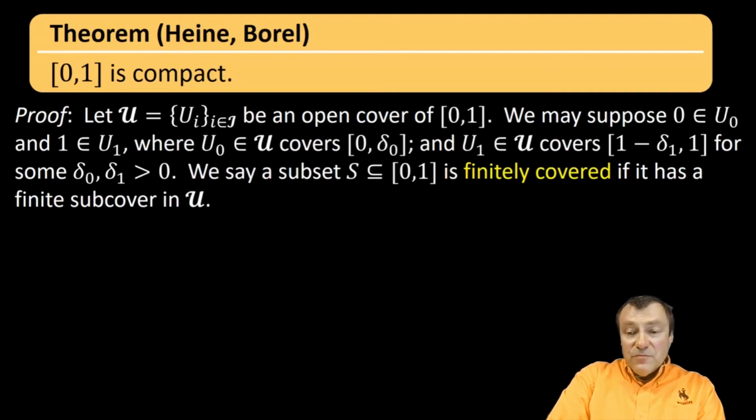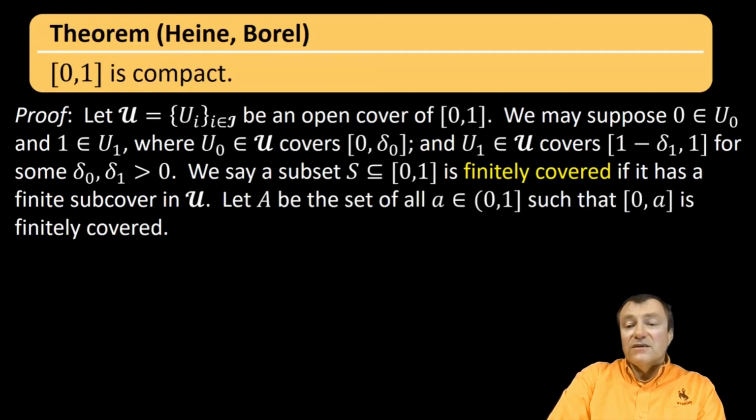I'll be using this language repeatedly, so let's give it a name. We'll say that a subset S of the domain is finitely covered if it has a finite subcover in script U, meaning of course that we can find finitely many sets in script U which cover S. Of course, we need to show that the entire interval [0, 1] is finitely covered. So far, we have a couple of small subintervals on the ends, both of which are finitely covered. They're covered by U0 and U1. If we can finitely cover all the points in between, then we'll be done.